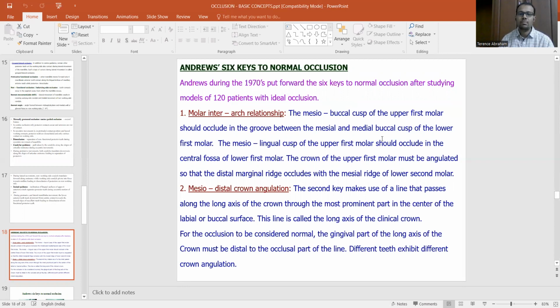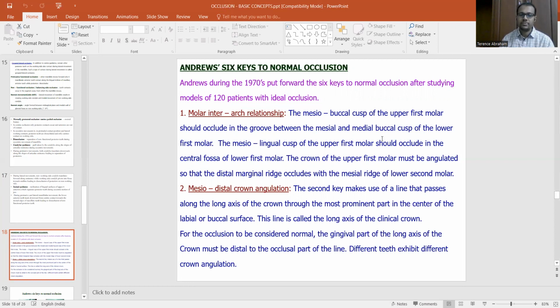First is the intermolar interarch relationship, that is simply class 1 molar relation. We all know it is the mesiobuccal cusp of the maxillary permanent first molar occluding in the buccal groove of the mandibular first permanent molar. That is class 1 molar relation. So there should be a class 1 molar relation for normal occlusion. Second key is crown angulation. Crown angulation means the mesiodistal angulation of the crown.